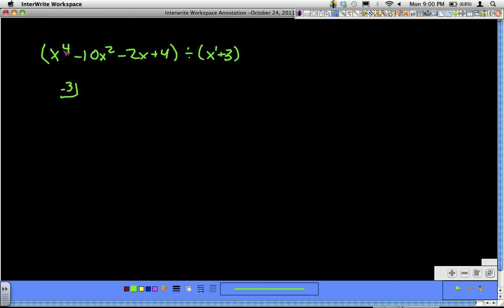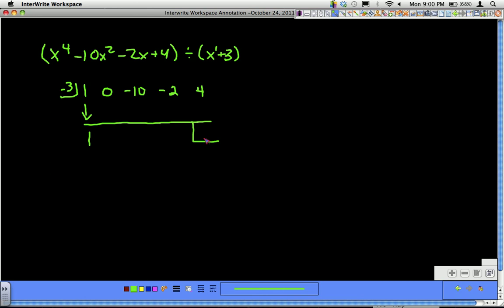So the biggest exponent here is 4. It's got a coefficient of 1. There is no x to the third, but we still need that term. Then negative 10 is our x to the second. Negative 2 is our x to the first. Positive 4 is our constant. So we have fourth power, third, second, first, constant. You need everything. Don't skip anything. So we bring down whatever that first number is, and then at the end, if there's a remainder, that's where it's going to go.